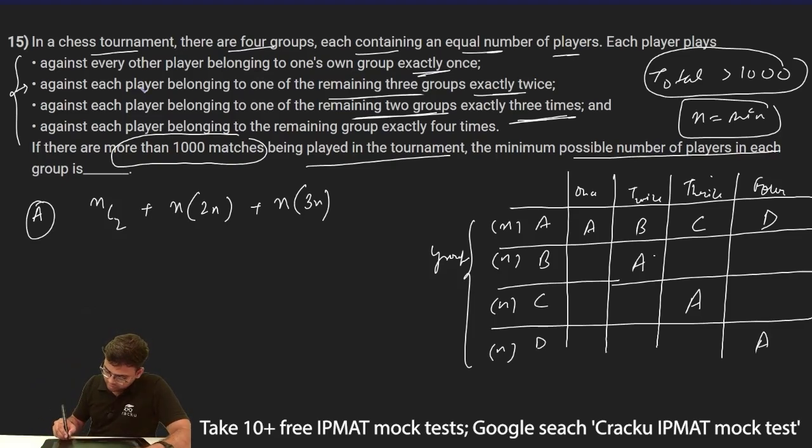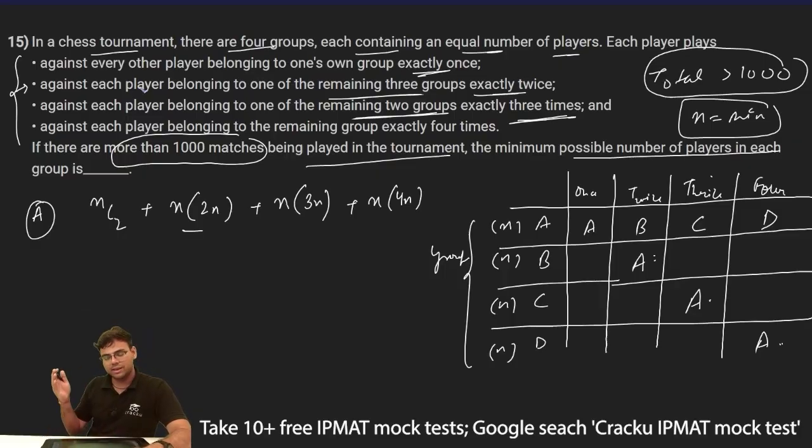And now we don't have to count these numbers for B, C and D. When we are counting the number of games for B, C and D, we don't have to count because this will be n into 4n. If A is playing against D for 4 times, there are n members in group D as well, and they are playing 4 times. So n into 4n. Now with these particular cells, I don't have to count because these are already counted. This is n into 2n.